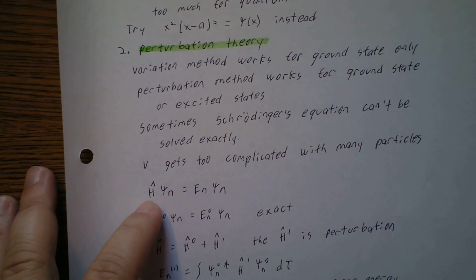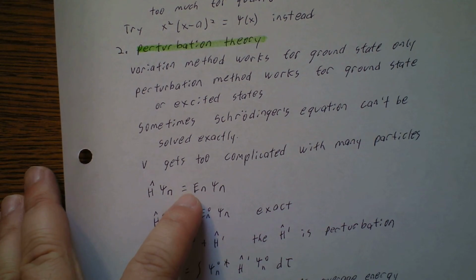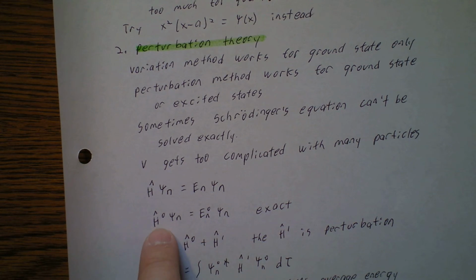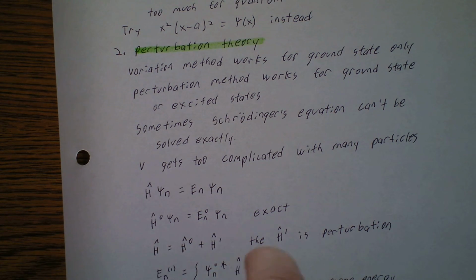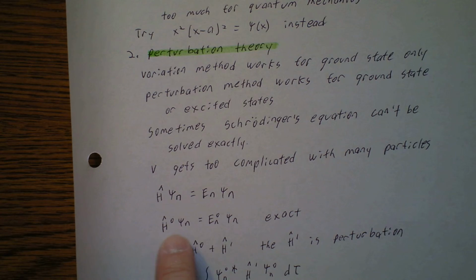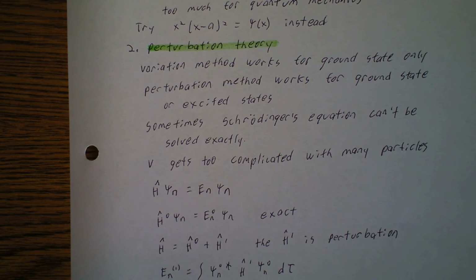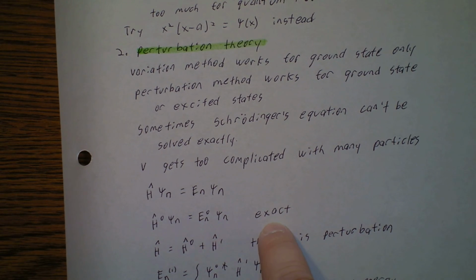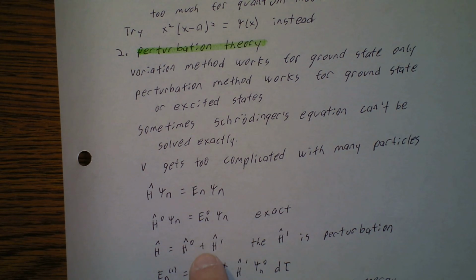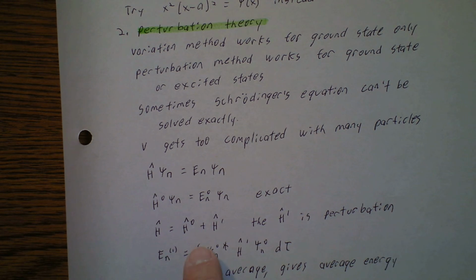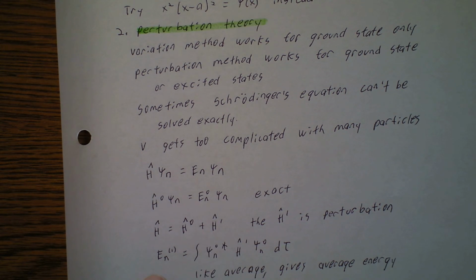So we have the Hamiltonian times psi of n is equal to the energy of n times psi of n. So now we get the Hamiltonian, oh shoot, I forgot what that's called. Psi of n equal to the energy of n psi of n. Notice the naught there. So we'll say that's our exact value. This is our approximation. So we get the Hamiltonian is equal to this exact value plus the perturbation.